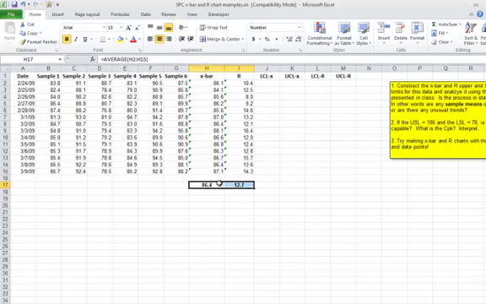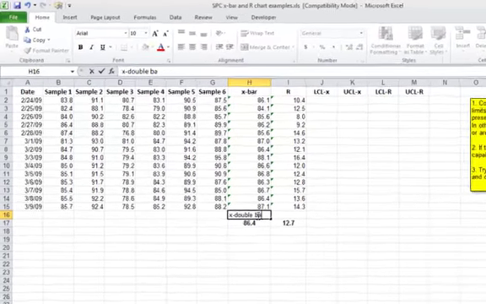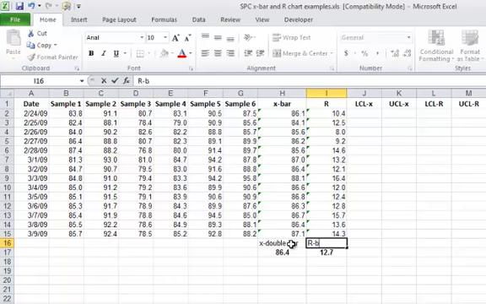I'll move those down a little bit. So this is the X double bar, and this is the R bar. Those are those numbers there.